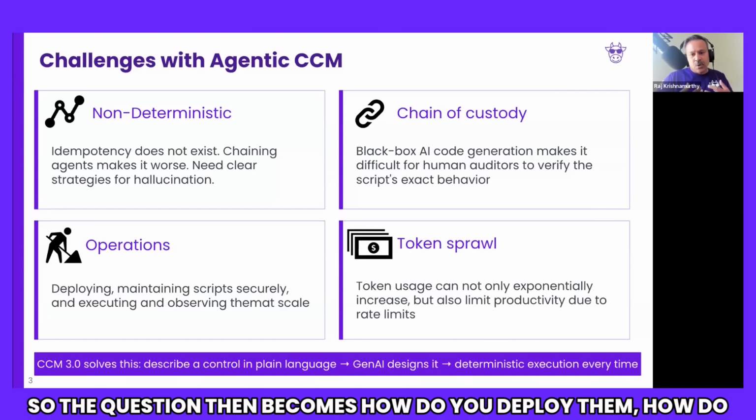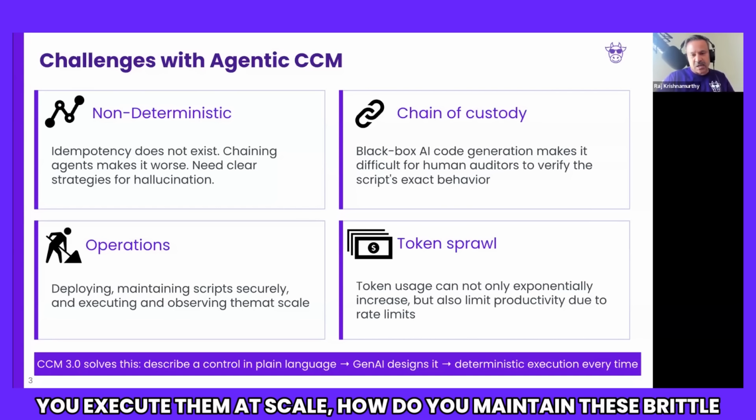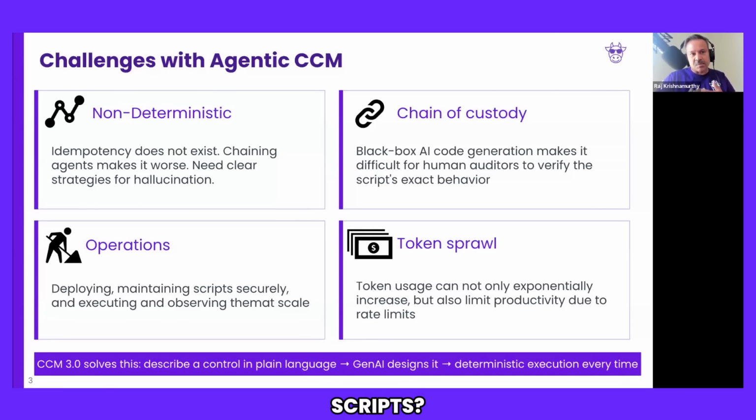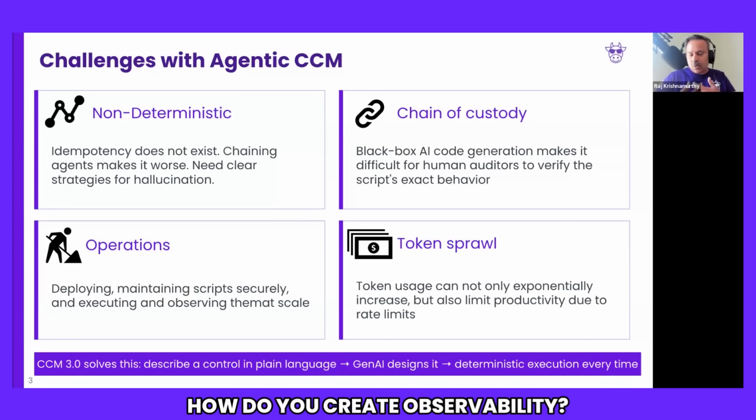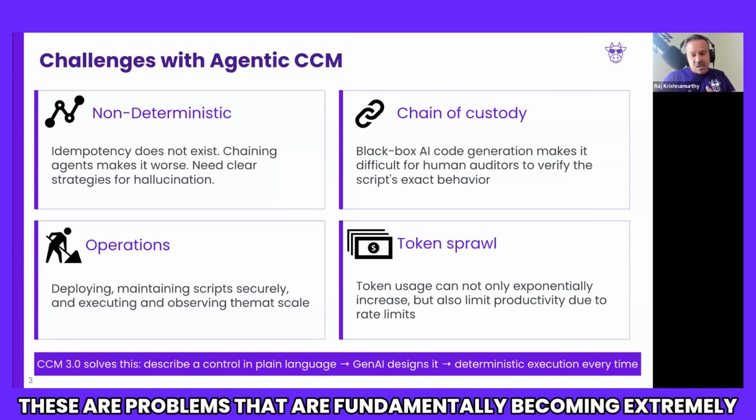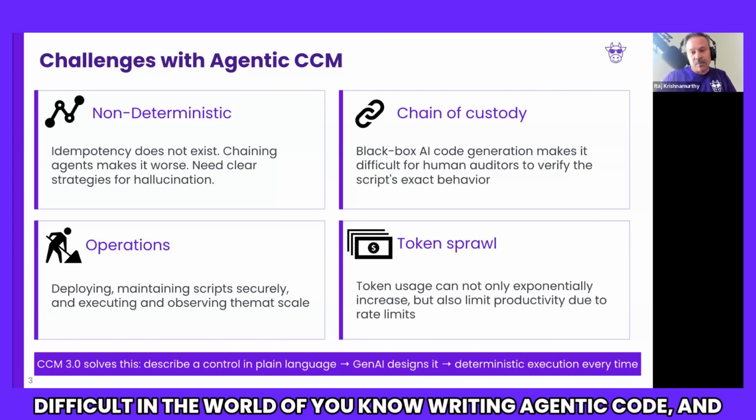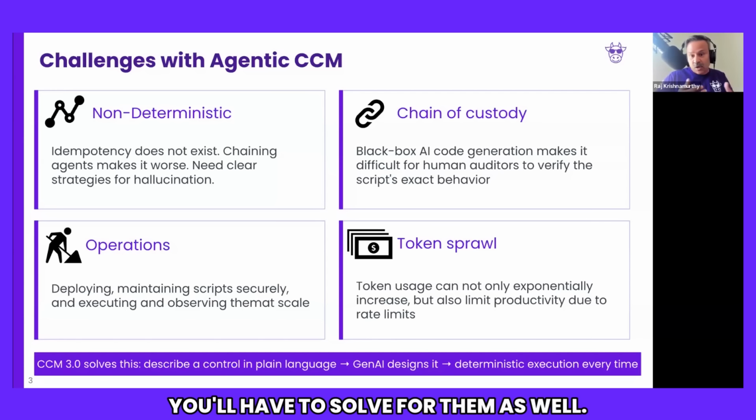So the question then becomes, how do you deploy them? How do you execute them at scale? How do you maintain these brittle scripts? How do you create observability? How do you continuously monitor them? These are problems that are fundamentally becoming extremely difficult in the world of writing agentic code, and you'll have to solve for them as well.